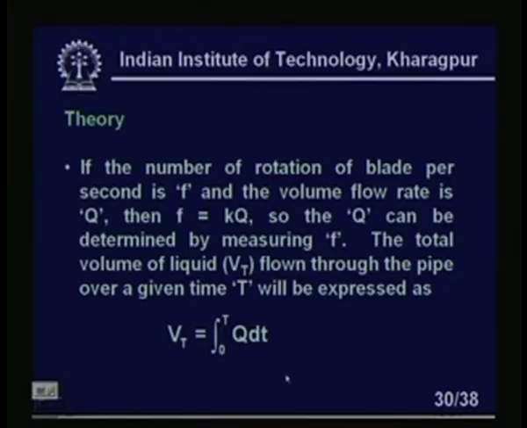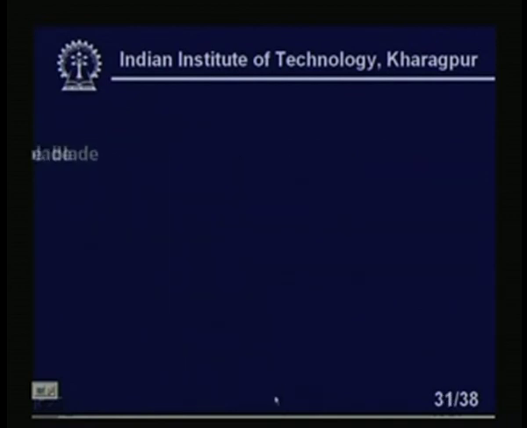Theory: if the number of rotations of the blades per second is f and the volume flow rate is q, then we can obviously write f equal to k into q. So, q can be determined by measuring f. The total volume of liquid V_t flowing through the pipe over a given time t will be expressed as V_t equal to the integral from 0 to t of q dt.